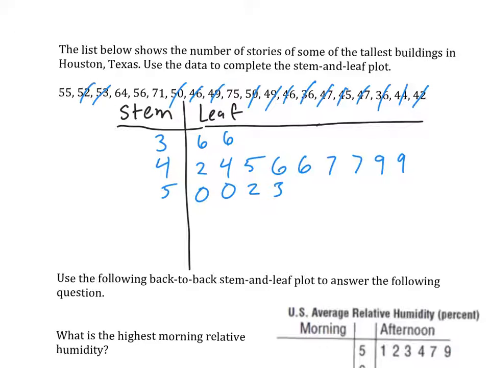a 55, and a 56. I'm going to rewrite this 5 so it looks a little nicer there. Okay. And then we have a 64, and that's our only one in the 60s. And then we have a 71 and a 75. Okay. And that's all of our data points.